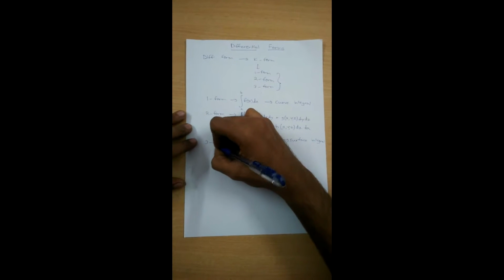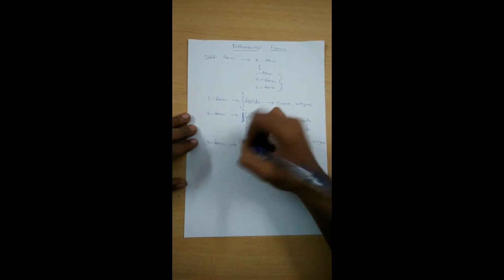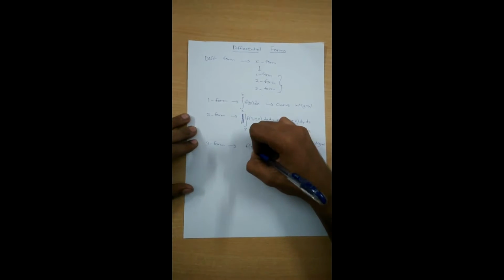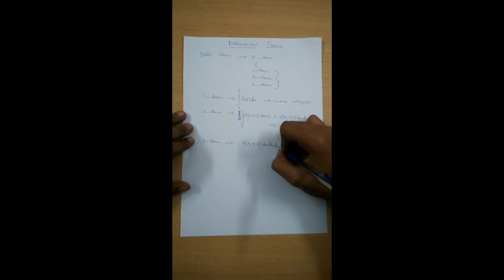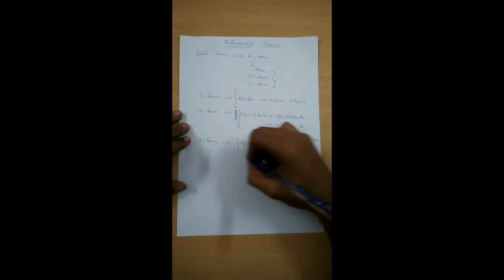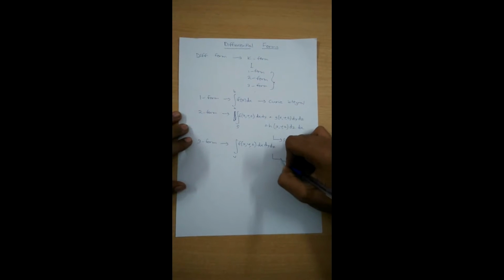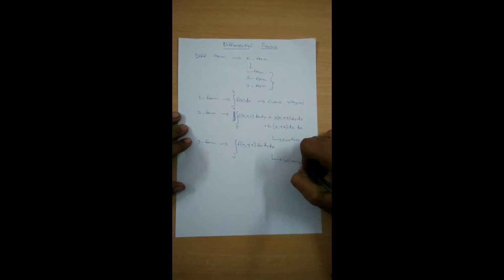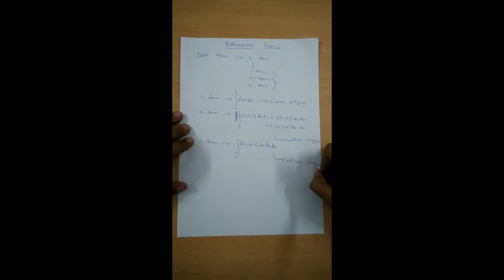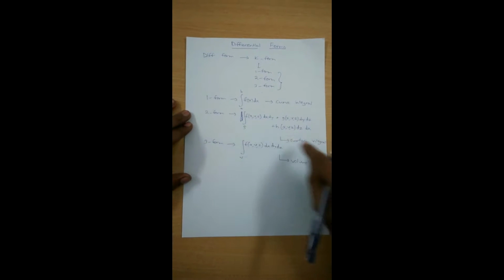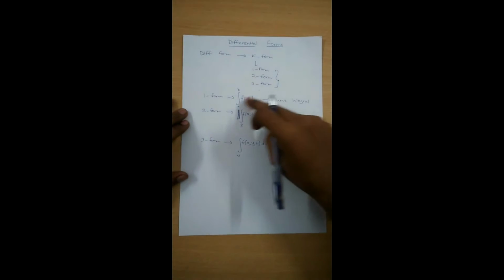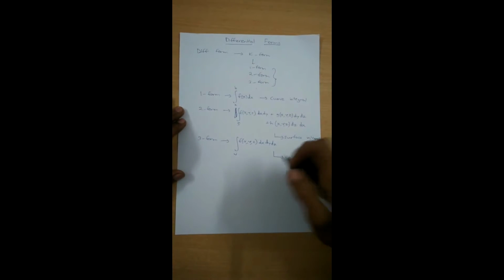And for three form, the example is f of x, y, z into dx dy dz, and if I apply the integral over this along a volume, this is called a volume integral. So this is called a curve integral, this is called a surface integral, this is called a volume integral. This gives a length, this gives an area, this gives a volume, and so on.